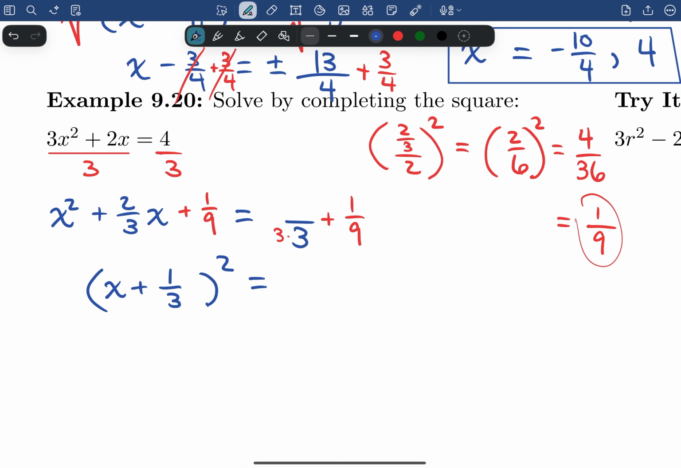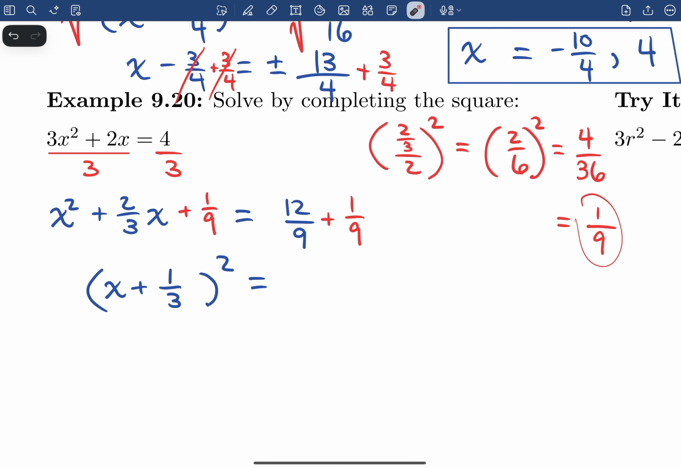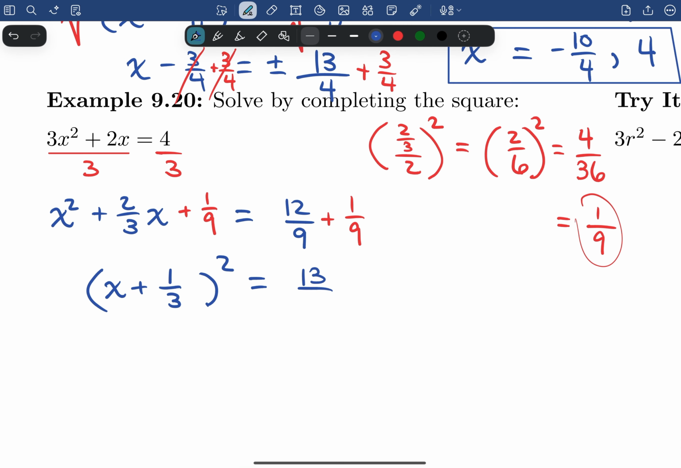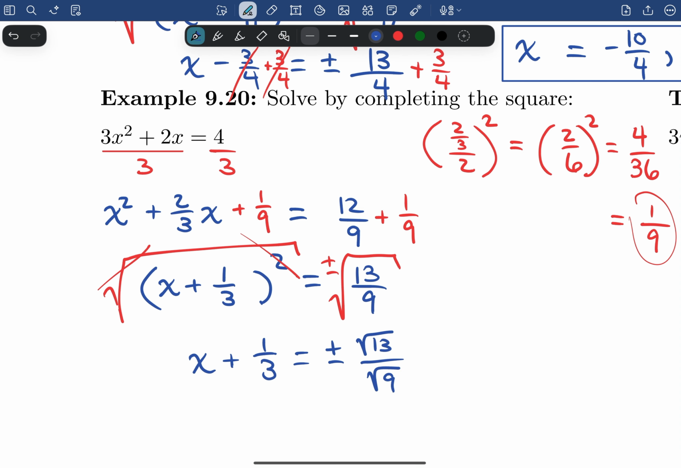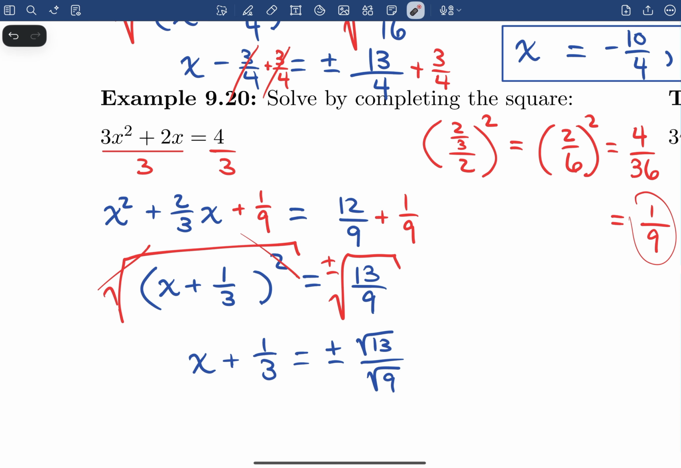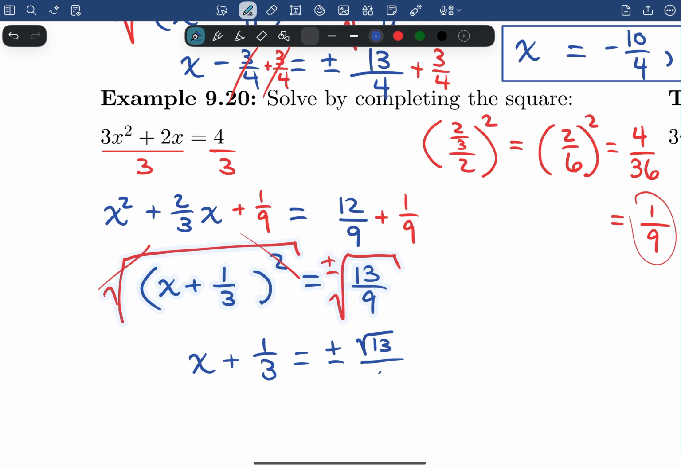And 3 times 4, that's 12. And 3 times 3, that's 9. Now I have 12/9 plus 1/9. That gives me 13/9. There you go. Now that I'm to this point, I've factored my perfect square trinomial into a binomial squared, and I can use the square root property. Applying the square root property helps the square and the square root fight and die. And now I just have the x plus 1/3, and it equals plus or minus the square root of 13 divided by the square root of 9. And 9 is a perfect square, so the square root of 9 is easy. It's 3. So I'm going to just turn that into 3.